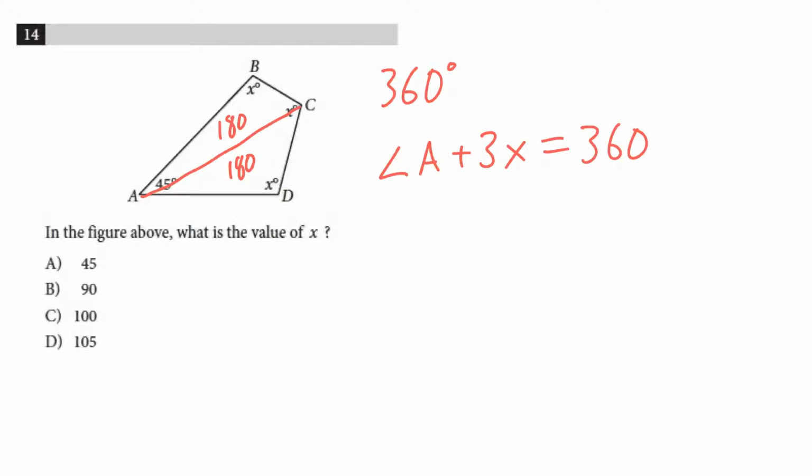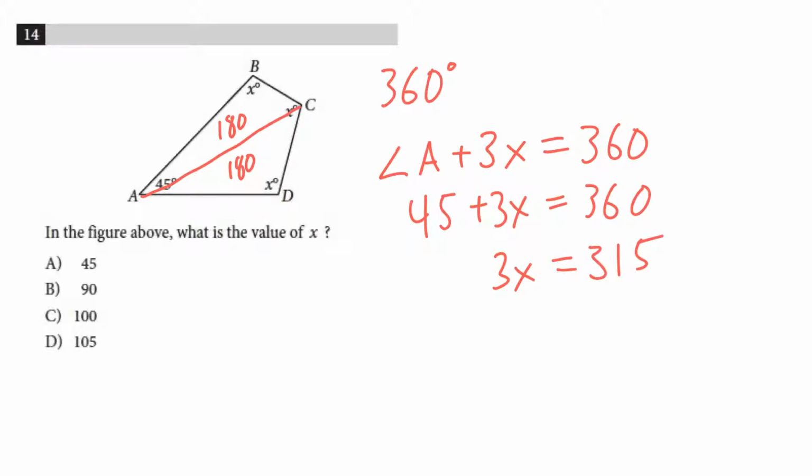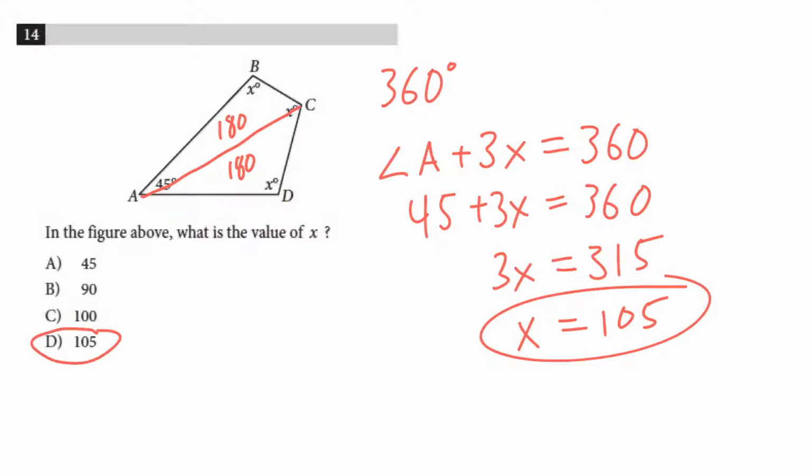Okay, well, angle A is 45 degrees, so if we subtract 45 from both sides, we'll see that 3x equals 315, and divide both sides by 3, we'll get 105. So D is our solution.